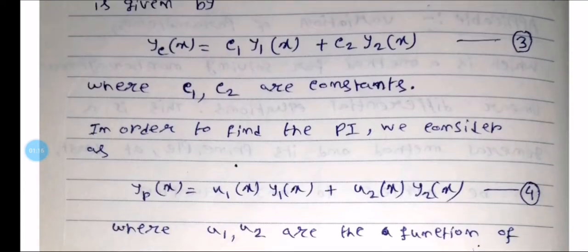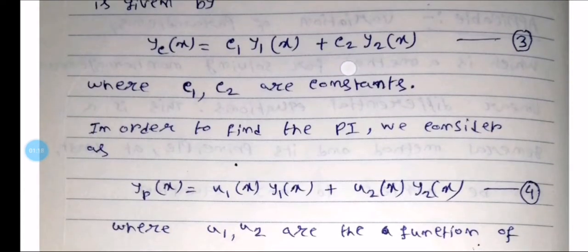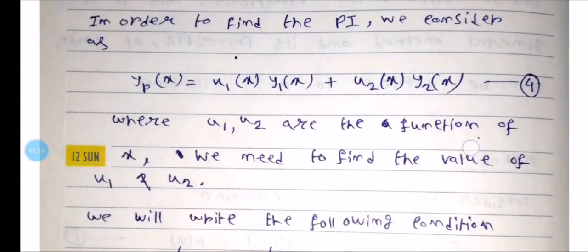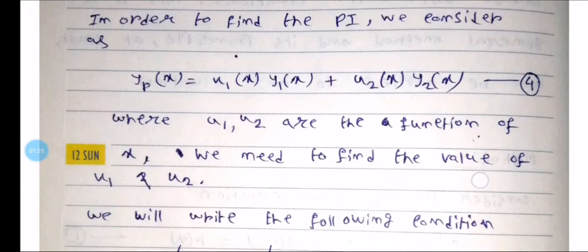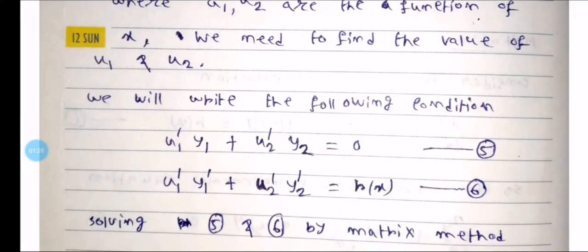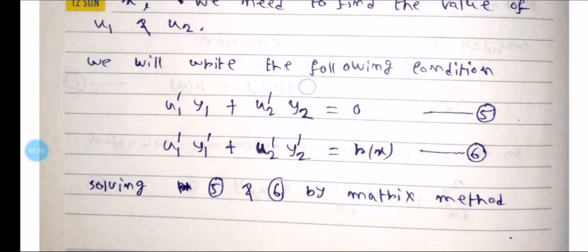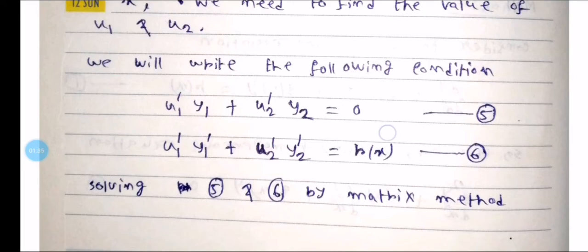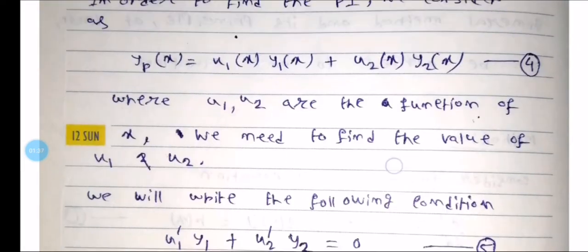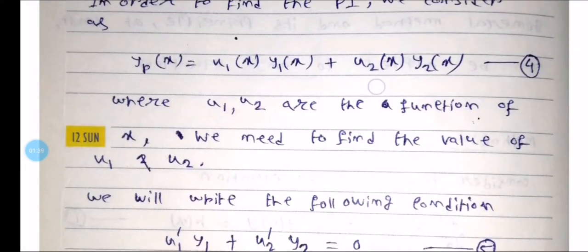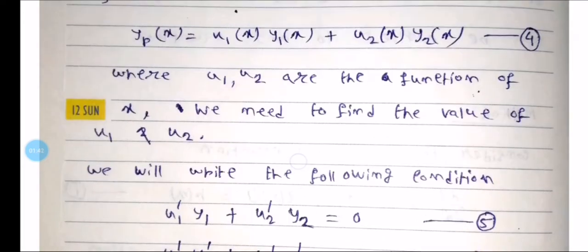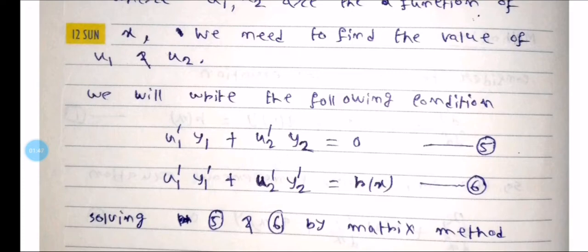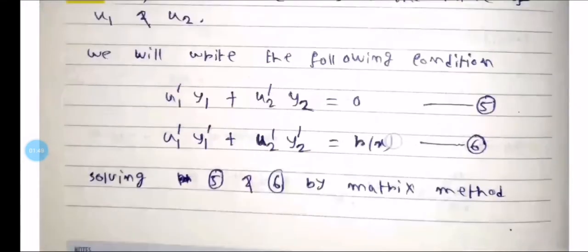In place of c1 we will put u1, and in place of c2 we will put u2, where u1 and u2 are functions of x, and we need to find the values of u1 and u2. So we will write the following equation: u1' y1 + u2' y2 = 0. What we do is take the first derivative of u1 and u2, keeping y1 and y2 the same. So u1' y1 + u2' y2 = 0.